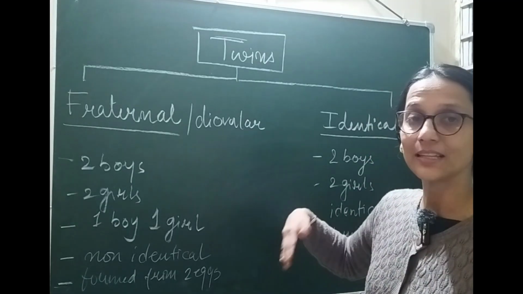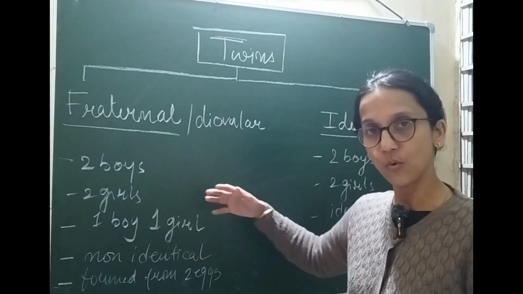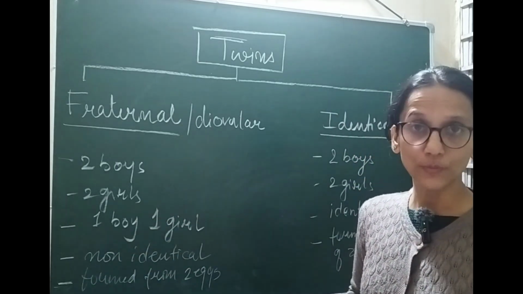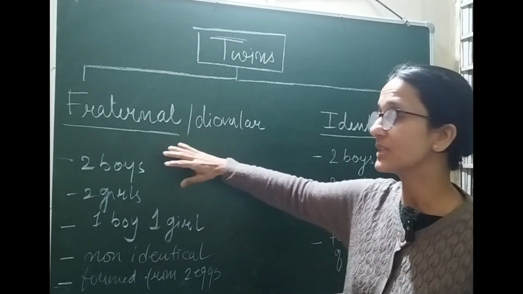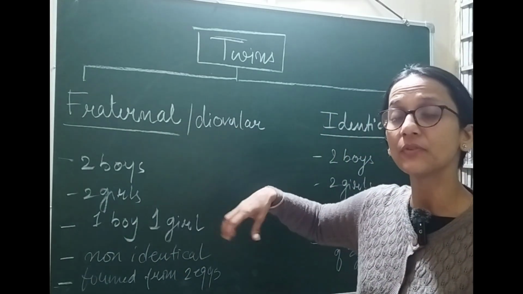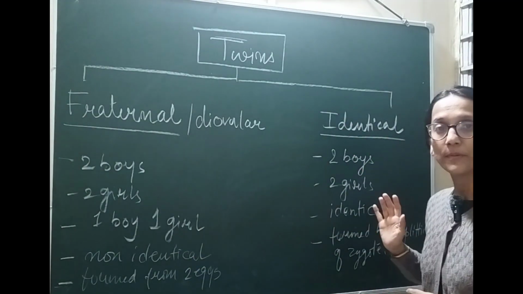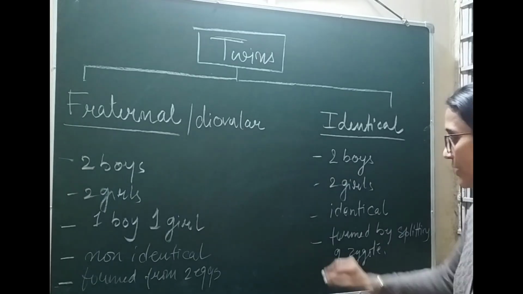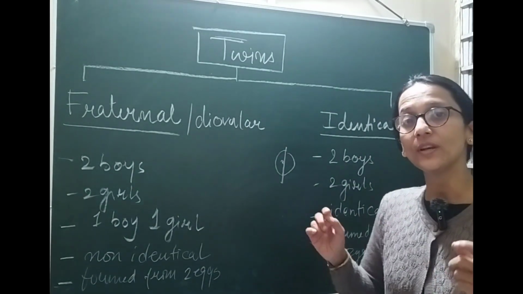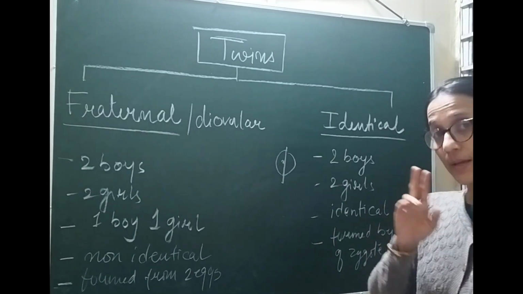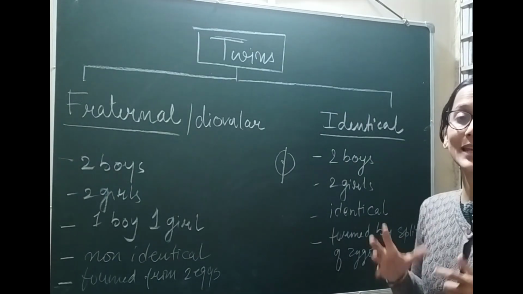Now that is why when these zygotes develop, they will either develop into two boys or two girls, or one boy or one girl, because they are not going to be identical. So they are going to be non-identical. That is why these fraternal twins are also known as diovular, because they are made up of two different eggs, two ova. On the other hand, when we talk about identical twins, here only one zygote, and that zygote splits into two, and these two will now develop into two different individuals, but they will be either two boys or two girls, and they are going to be absolutely identical.